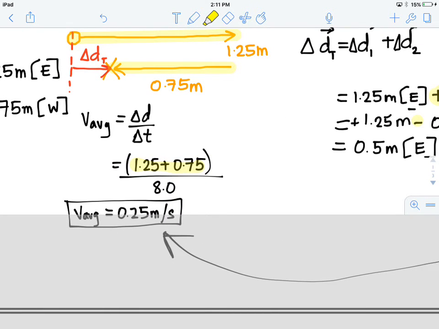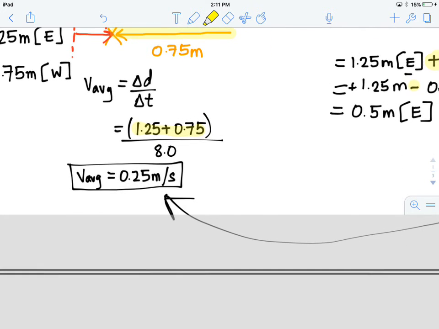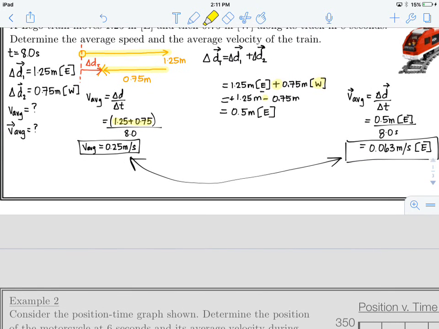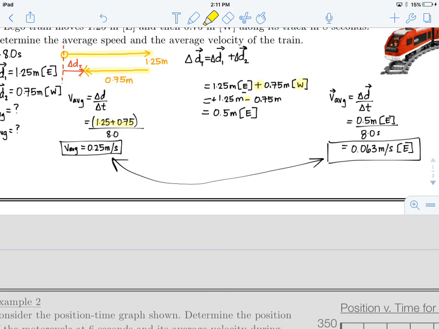We can also come over here and say, hey, wait a second, what was the total distance that this train traveled? Well, it went 1.25 meters and then it went another 0.75 meters. Who cares about direction? So it actually went 2 meters in 8 seconds, which turns out to be 0.25 meters per second. You can tell that the velocity is not the same as the speed, and that is very often the case because displacement and distance are two very different things.